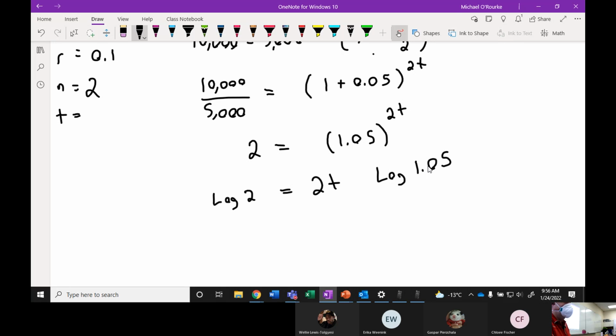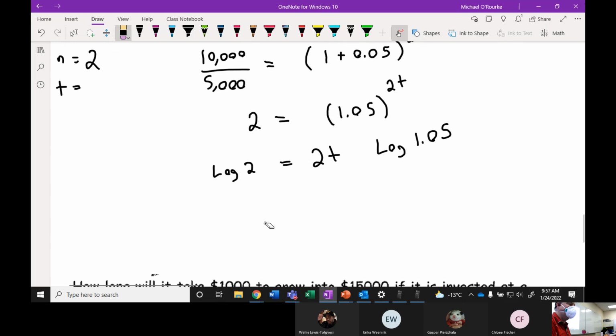Why did the T move? Because when you take a log of something, this comes down in front. We did this earlier this year. Amelia remembered it. He does have a big brain, just like the rest of you.